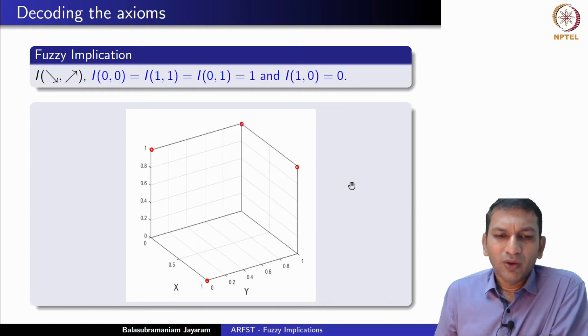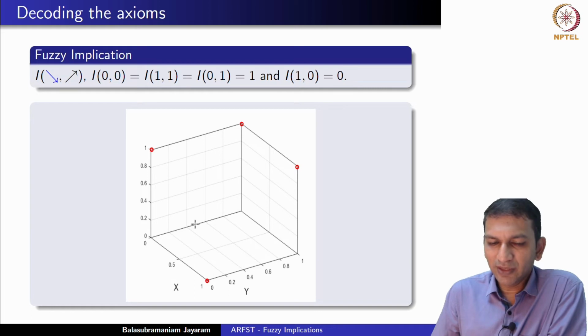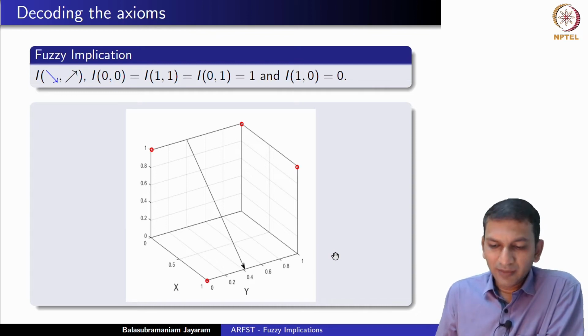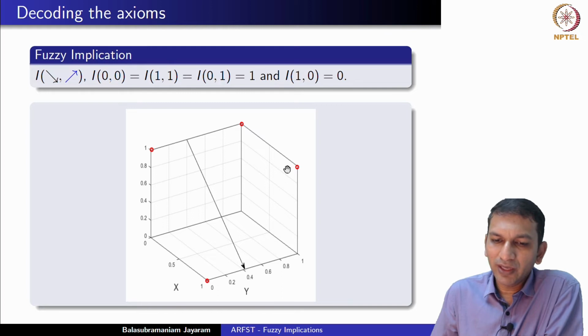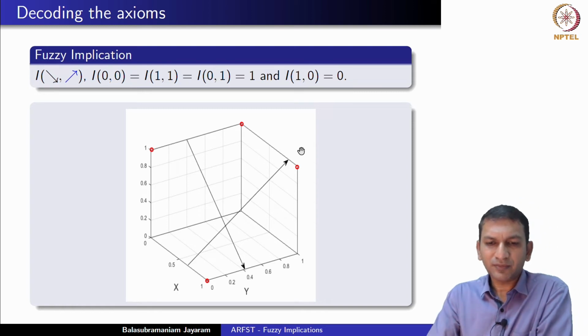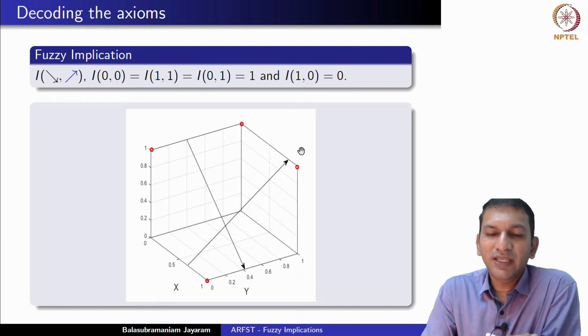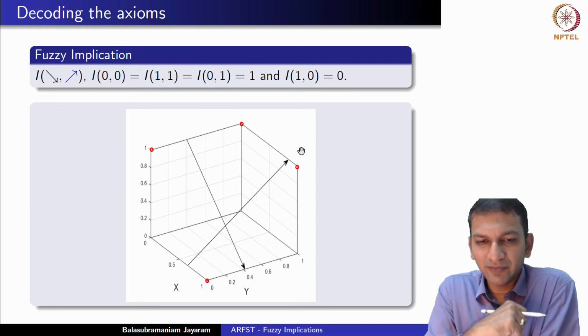Now, what happens with the monotonicity part? It says it is decreasing in the first variable. That means if you fix a y and move along this direction from x equal to 0 to 1, we expect that it should be decreasing. Similarly, for the second variable, if you fix an x and move along the y direction, as y increases from 0 to 1, we expect that this should be increasing. So essentially, this is all that we require of a fuzzy implication. At the corners of this unit square, we fix the boundary conditions, and we say it is decreasing in the first variable and increasing in the second variable.